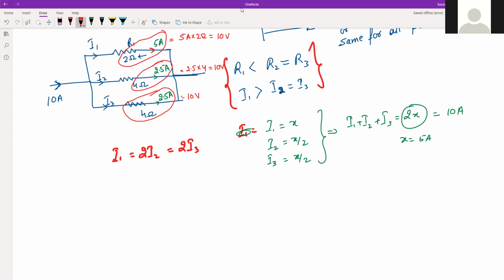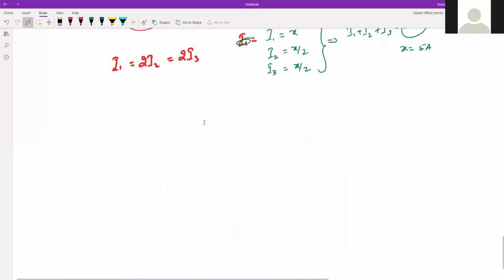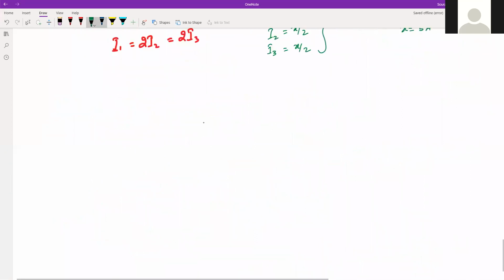And what we observe is that in parallel there are two things. First, current divides. Second, potential drop remains the same. So two conductors are in parallel only if their potential drops remain the same, which we saw here. What is the potential drop in all these cases? 10 volts, 10 volts, and 10 volts. Now we'll see how to calculate this combination of resistors.